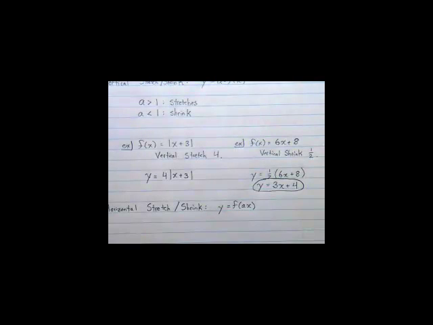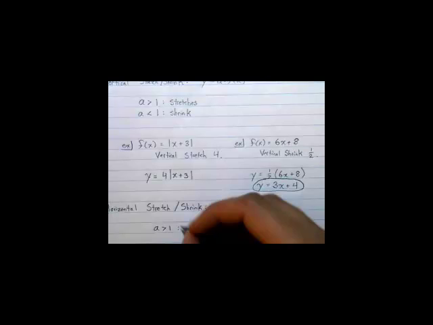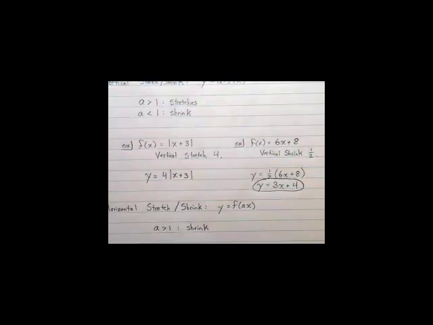Okay. Now for this one, just like with translations, remember how things are always backwards? If we saw a plus for a horizontal translation, it actually meant it was moving left. And if we saw a minus, it meant it was actually moving to the right. Same thing here. The number that you multiply that you would think would make it bigger actually makes it smaller, and vice versa. So in this case, if a is greater than 1, it doesn't stretch it, it shrinks it. And if a is less than 1, then you stretch.